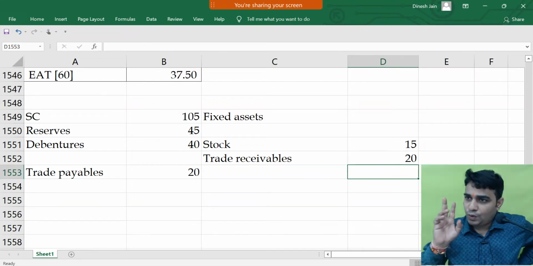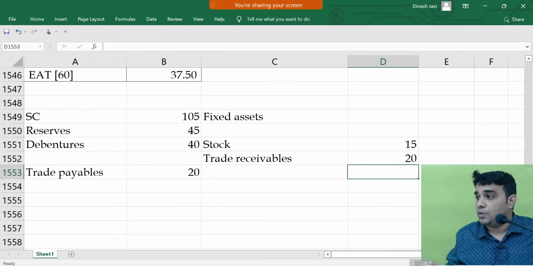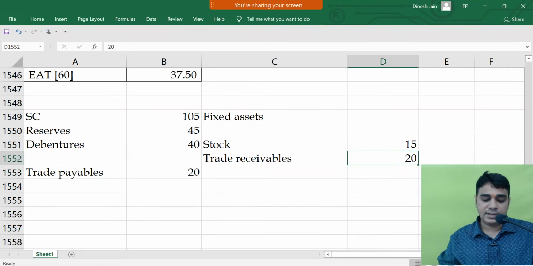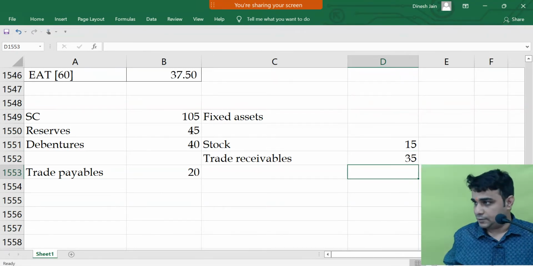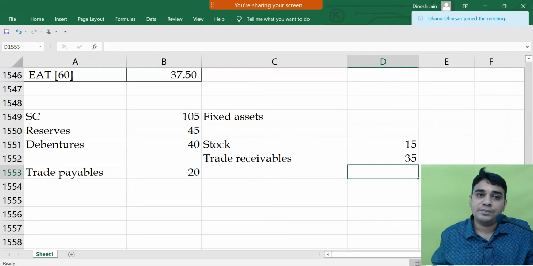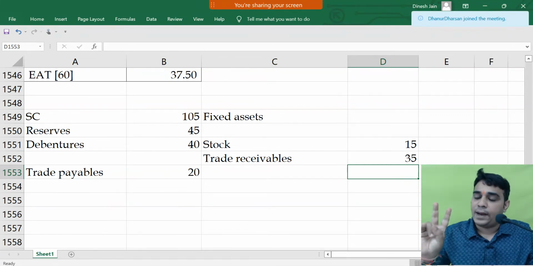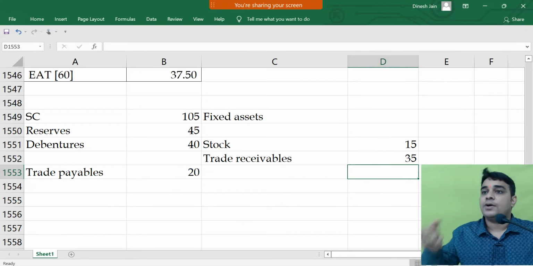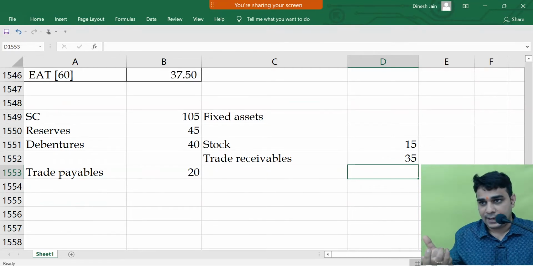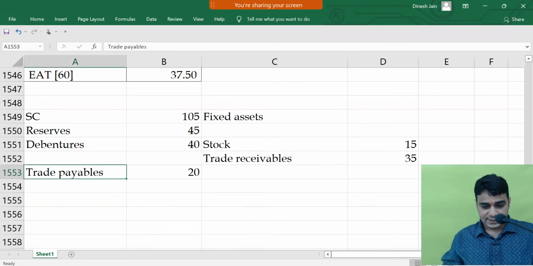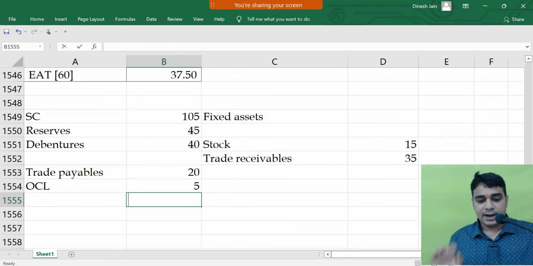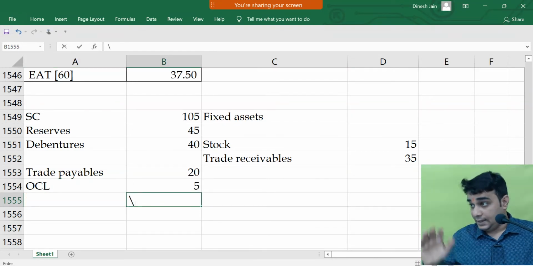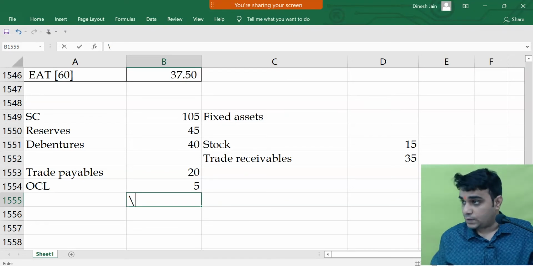Now listen. You can take one of the two assumptions, depends on how it will work. For example, let's assume in the question they give receivables as 35. I will assume that current assets include only two items, stock and receivables. Why do I make that assumption? You'll understand. Stock and receivable put together is 50 lakh. Your current liability can be half of 50, so you can say other current liability and write 5 lakh here, in case the receivable figure given in the question was 35.